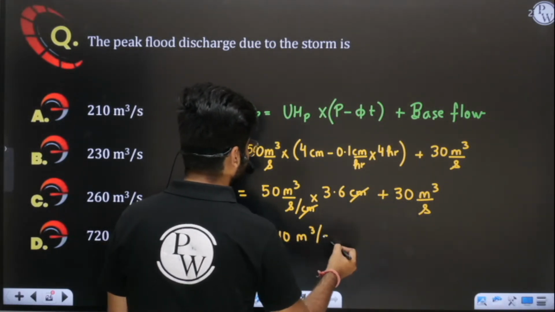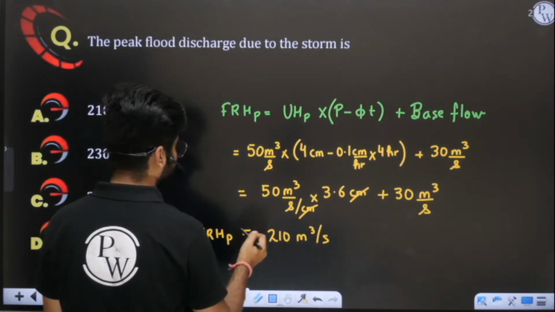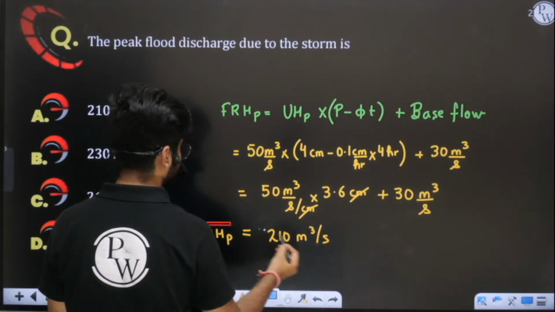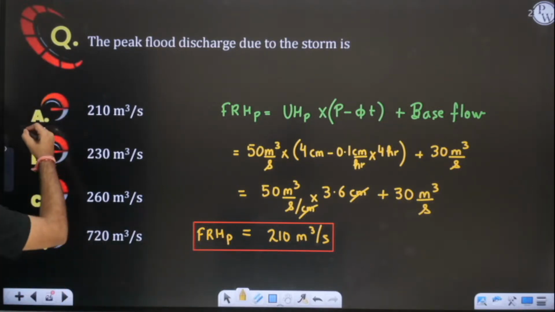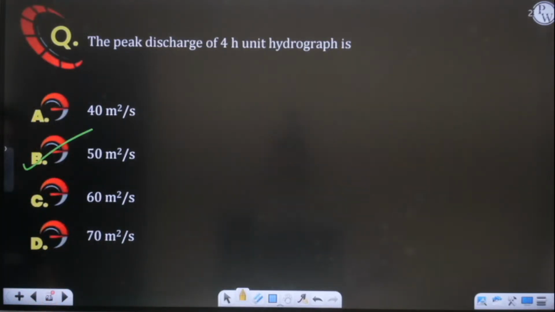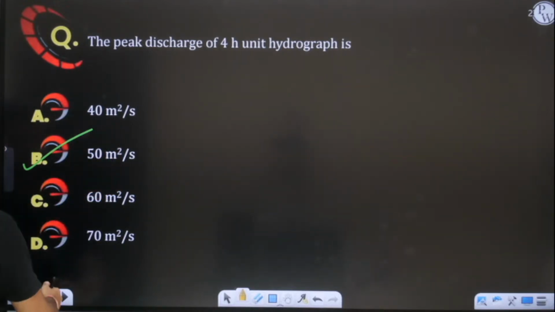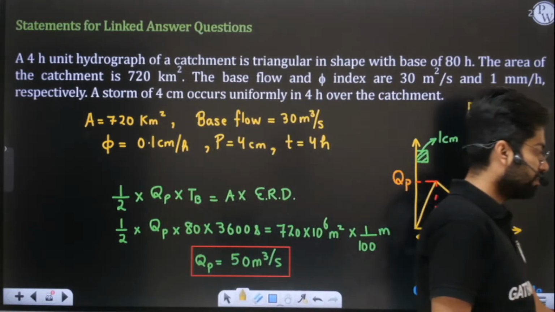Like this, you will solve your GATE problems. So the FRH peak is 210. Option A will match. One more thing: the unit is written as meter square per second, but this is a misprint. It is meter cube per second. Everywhere the discharge will be given to you in meter cube per second. Simple.